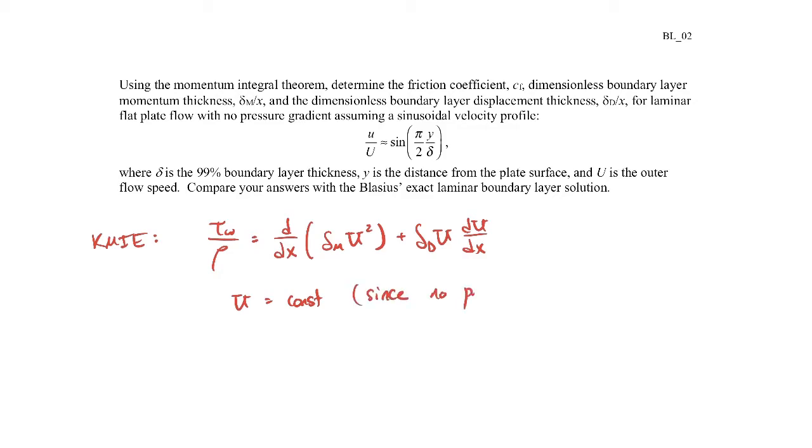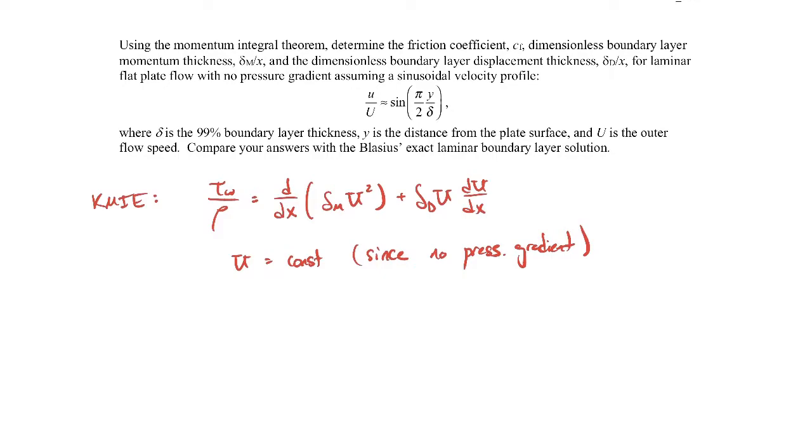Since there's no pressure gradient, that comes from Bernoulli's equation. And so we can go ahead and rewrite that equation a little bit more simply. So since the outer flow velocity is a constant, the dU/dx term will be 0. And then this velocity can come outside the derivative. And so what we're left with is the following. Okay, so that's the equation we're working with. That's just the simplified Kármán momentum integral equation, given that the outer flow velocity is a constant.